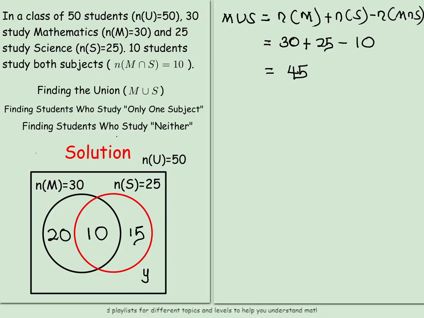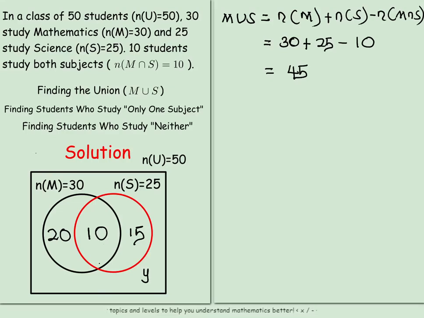Okay, so let's go to the next question. The next question was to find the students who study only one subject. Only one subject needs you to critically look at your Venn diagram. When we are talking of only one, we know this whole circle represents mathematics and this whole circle represents science. But in these two circles, since they overlap, we have three regions.